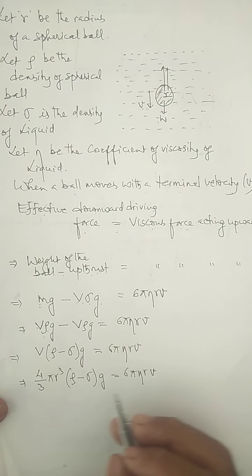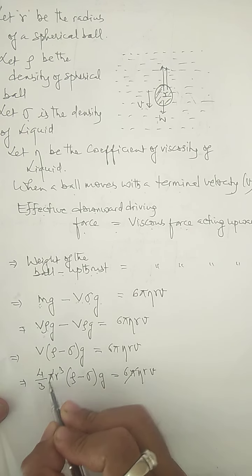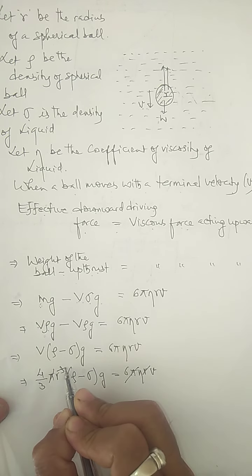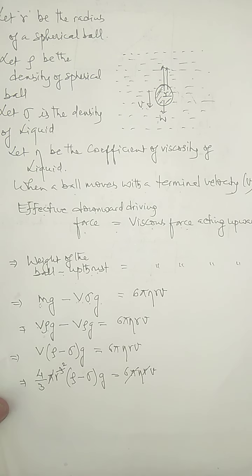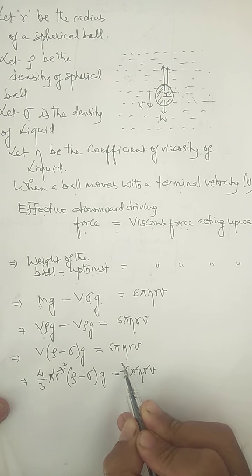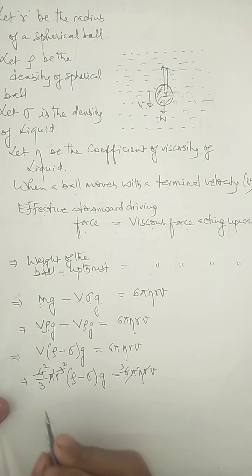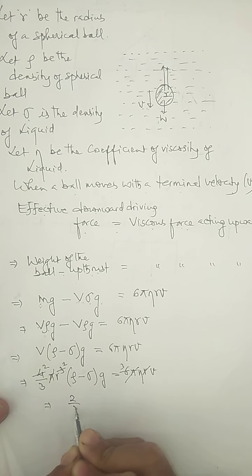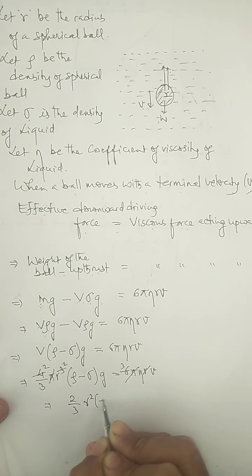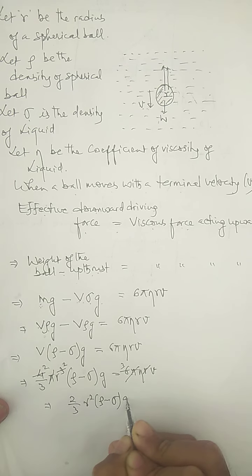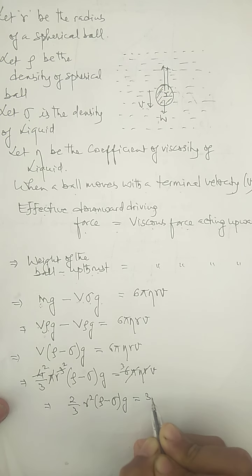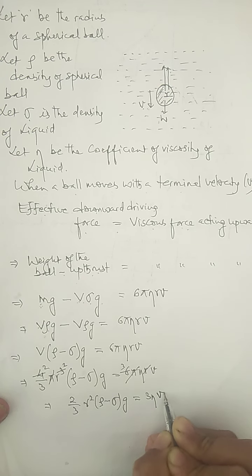Now I do the cancellation of this expression. Pi and pi cancel out. One r and one r cube cancel out, meaning r square remains. Yes, we can cancel: 2 threes are 6, 2 twos are 4. So what is remaining on the left hand side? 2 by 3 r square (rho minus sigma) g equals what? 3 eta v. 3 eta v.